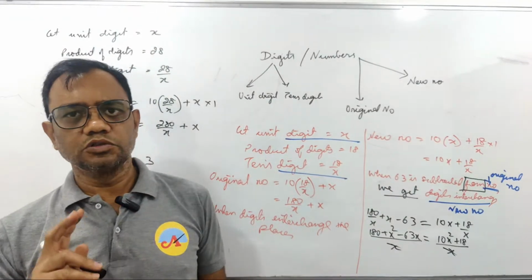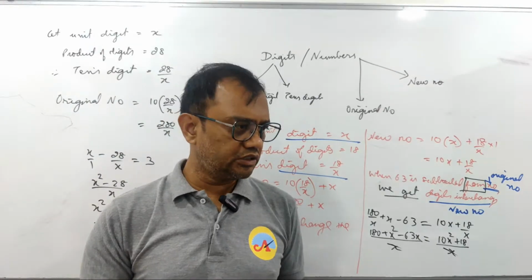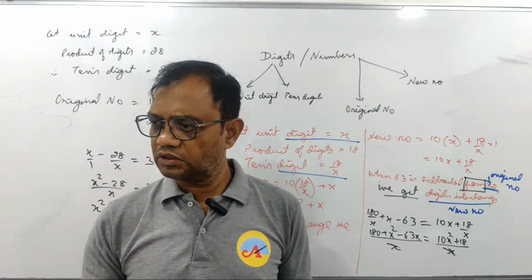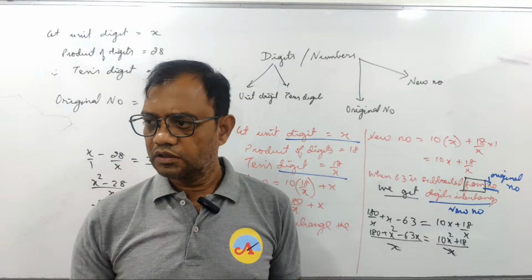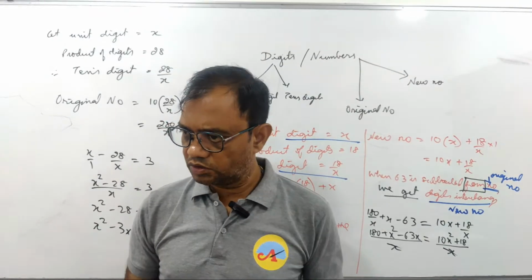So we have done two types of questions on digits. Now I will do two more questions on age. Number तो किया ना? Now we will do two questions on age.